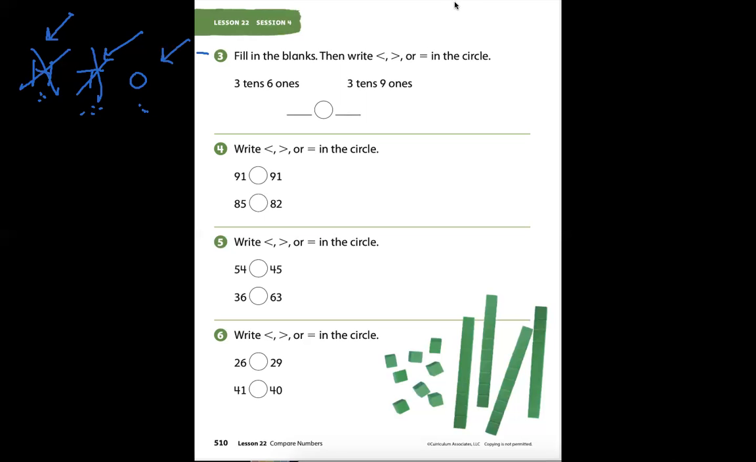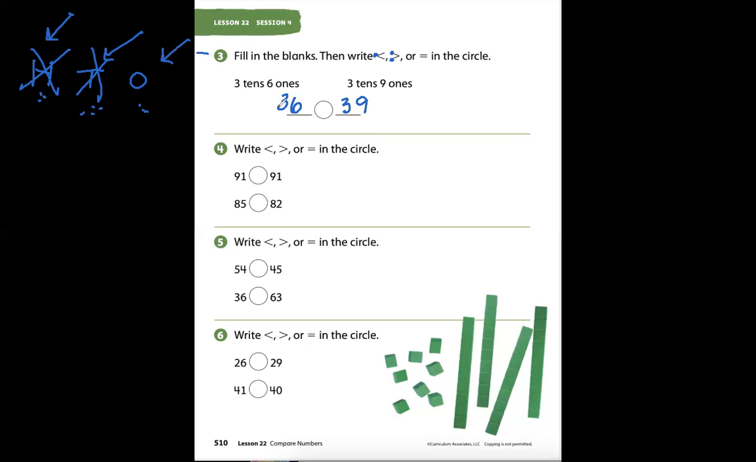Problem number 3, fill in the blanks. Write less than 1 dot, greater than 2 dots, or equal in the circle. Here we have 3 tens and 6 ones, 36. Here 36 is written in standard form. The next number is 3 tens and 9 ones. 39 is now written in standard form.